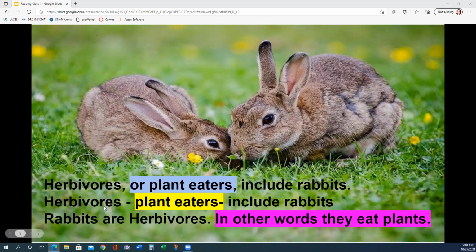If you look at the next one, it says herbivores, and then it has a dash. It uses dashes instead of commas. This is another thing that's commonly used, so look at your punctuation. Or it could give you a whole other sentence to explain. It says rabbits are herbivores. In other words, they eat plants. These key words, in other words, always indicate that they're about to give you a definition or an explanation. So just pay attention to your punctuation.